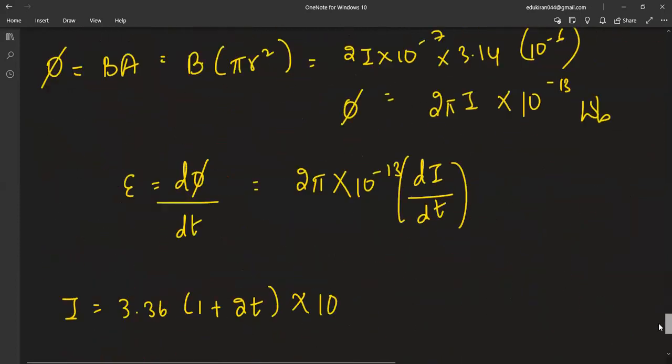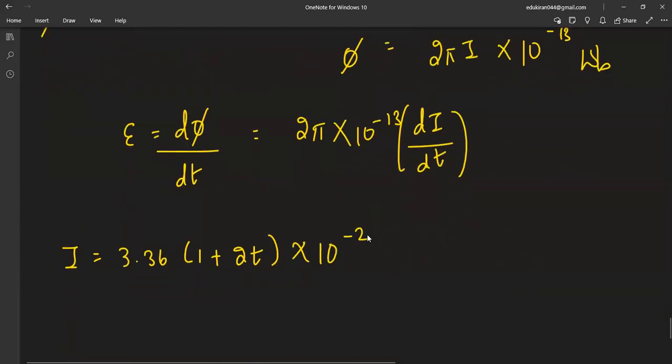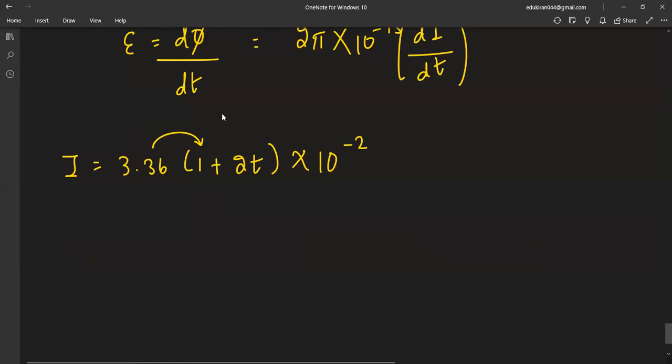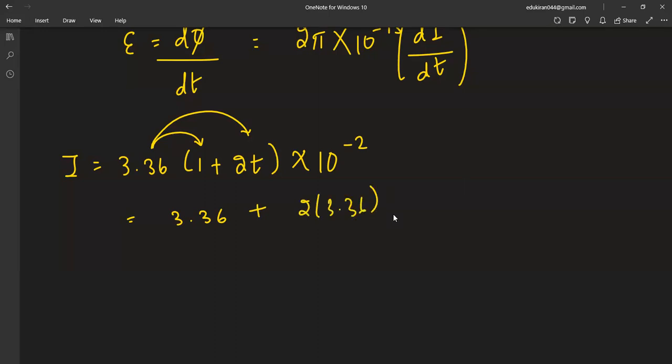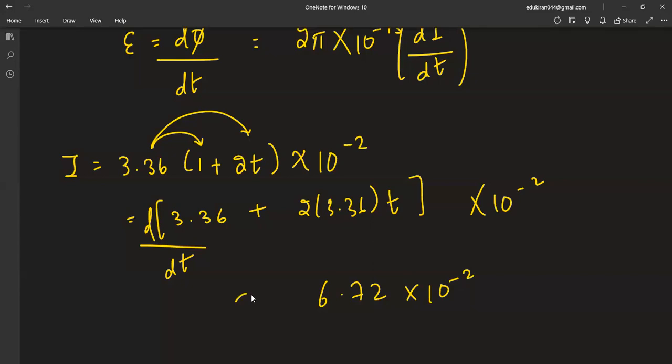Minus 2. So 10 to the power minus 2 is the current that is present. So we will differentiate it simply. This we can differentiate. If we multiply this, it becomes 3.36 plus 2 into 3.36t, and this whole thing gets differentiated, and 10 to the power minus 2, right? So 3.36 will already be 0 when you differentiate it. 2 into 3.36 will become 6.72. The 1 will also be removed. So directly 6.72 into 10 to the power minus 2 di over dt.